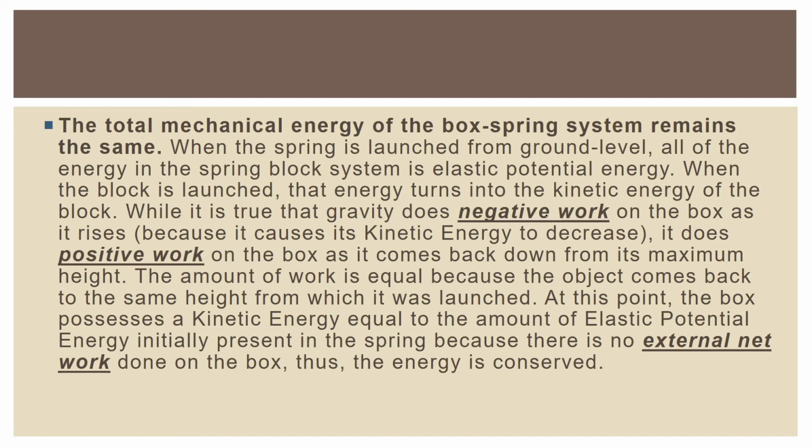Work is force times displacement, right? The upward and downward displacements have the same magnitude. And so the idea is, at this point, the box possesses a kinetic energy equal to the amount of elastic potential energy initially present in the spring because there is no external net work done on the box. Thus, the energy is conserved. This word net here is the whole ballgame. There absolutely is external work done on the box. Gravity slows the box down on the way up and speeds it up on the way down, but they cancel each other out. And so the total work over the whole trip up and trip down is 0.